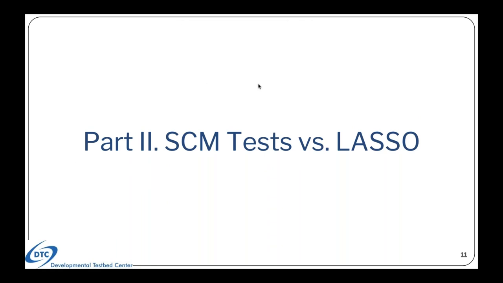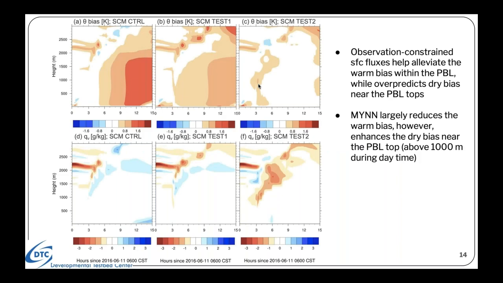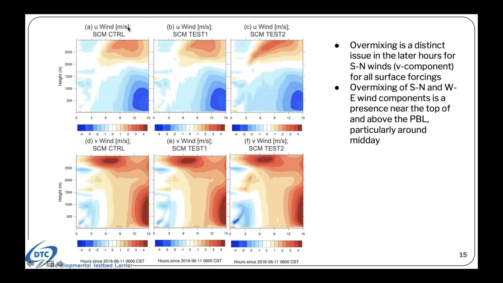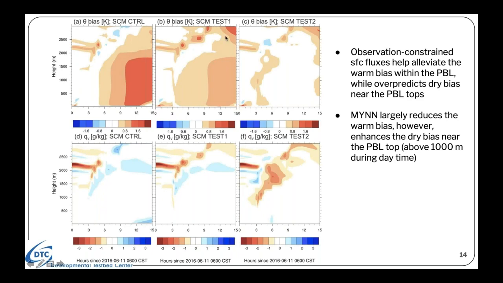So moving on to the single column model test, which will give us a better idea of what our physics are doing, we'll start by just looking at our biases. Again, these are time height plots of biases. And just as a reminder, the control experiment featured our UFS surface fluxes. Test one had our full 16 beta suite with LASSO fluxes, and test two had our MYNN PBL. On top, we have the potential temperature. And we can see very strong control of the land surface leading to this very warm bias in our potential temperature for our control experiment.